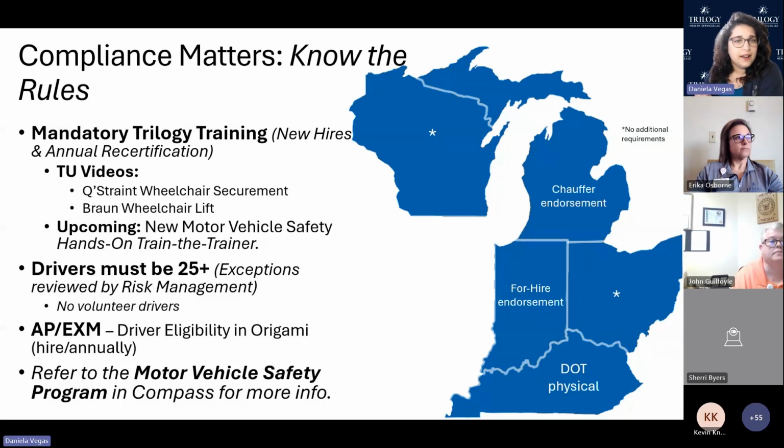Now, one of the things that has been updated is the mandatory training in Trilogy University. So there are 2 new videos on Trilogy University, the Q'Straint and the Braun wheelchair lift. People will be auto-assigned those trainings as new hires or during their annual recertification.